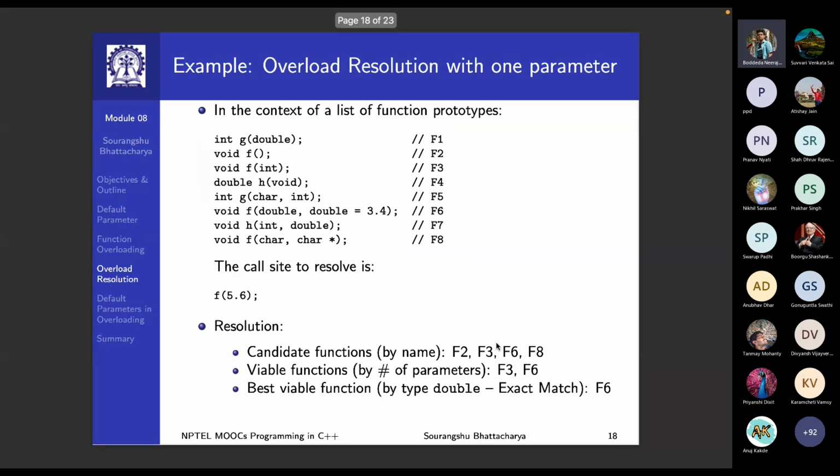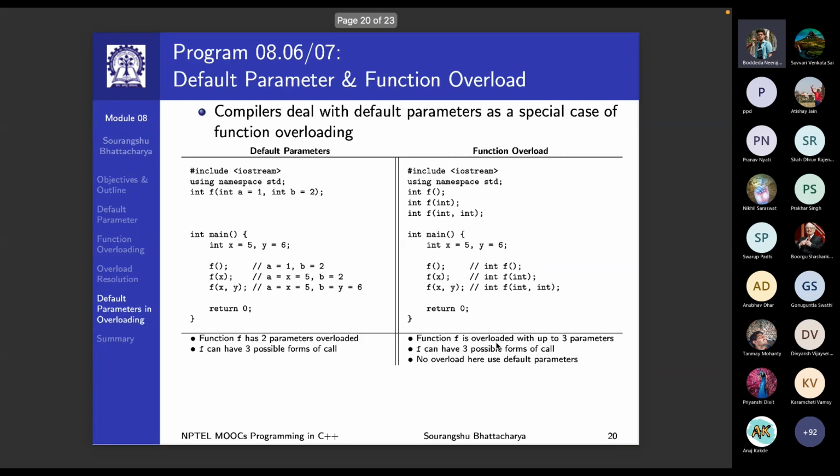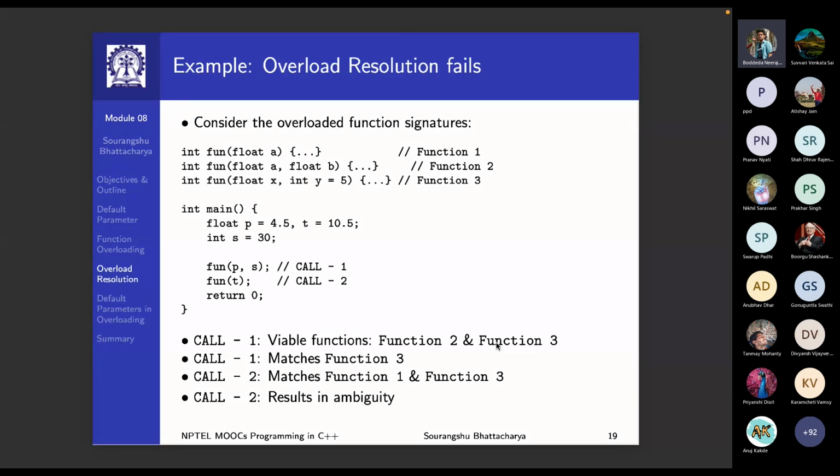So I have a doubt. Let's say there are two functions of the same name. One has int, int, int and one has double, double, double as the parameters. If I call it with double, int, int, it will go to double, double, double, right?